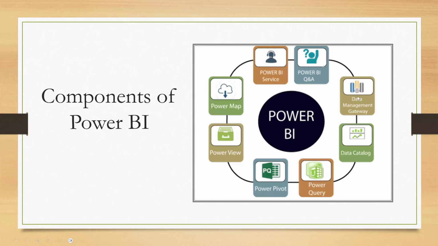So these are the various components, products of Power BI. Power BI Map is over there, through which you can just work on geospatial data also. Power BI service to collaborate, their Q&A also, AI feature. Data management gateway, which can connect your data set from on-premises data set also. Power Pivot is for creating a model. Power Query is for cleaning the data. Power View is to view the information.